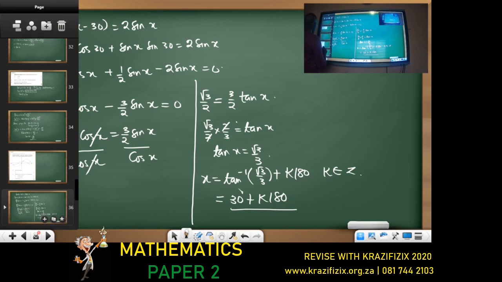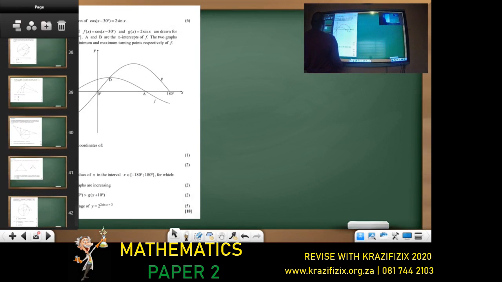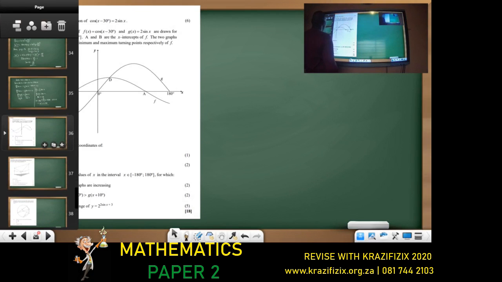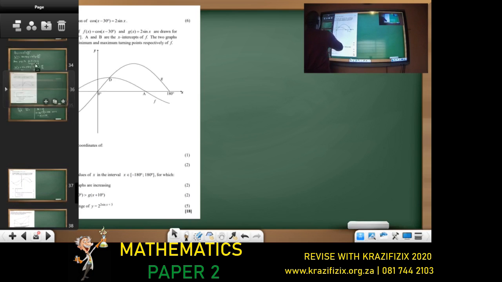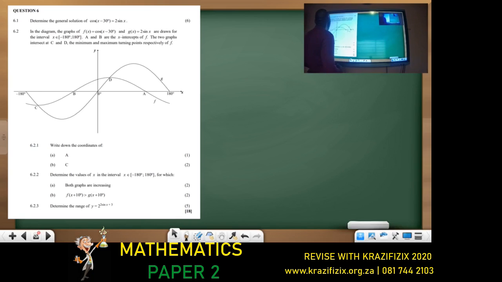Okay, we're still working. Now we have a graph. Let's just get this graph onto a fresh page. So this is trig. Okay, I should have just cloned this and returned this there. All right, now we have a graph. Let's walk around the graph. In the diagram, the graph of f of x, which is cos of x minus 30, and g of x, which is 2 sine x. Oh, these are the same questions we just did. Are drawn for the interval x from minus 180 to plus 180.